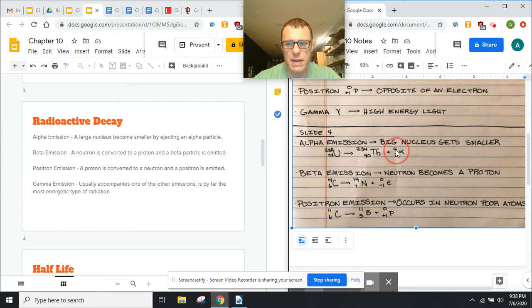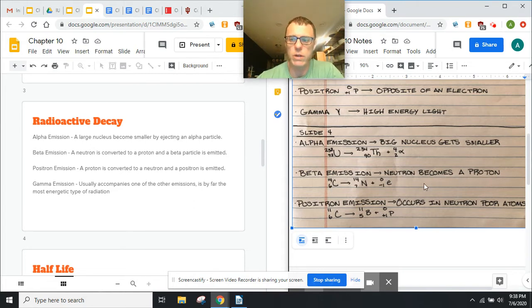So there's a 4 on top. That's the mass number of an alpha particle, which means 4 plus something has to equal 238. So that's where we get this 234 here. And the same thing goes on the bottom. This is 92 on the bottom. We know that an alpha particle has 2 on the bottom, so this has to be 90. And if you look at the periodic table, that's thorium, Th here. All right. Alpha emission happens when a big nucleus is trying to get smaller.